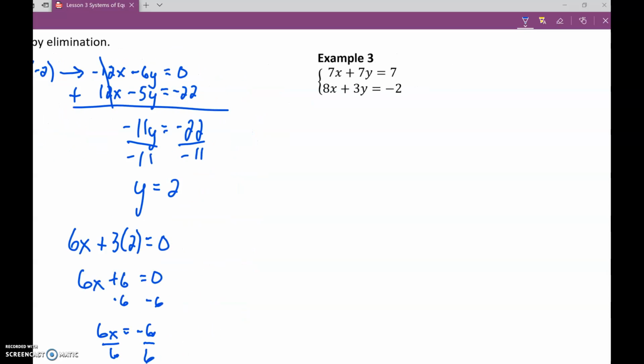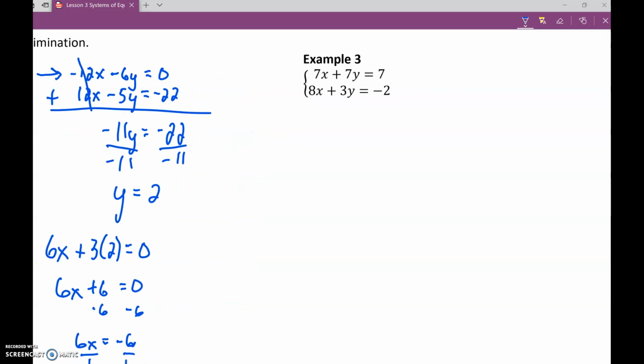Example 3. Okay, look at your coefficients. Those are not opposites. These are not opposites. So we need to either multiply one or both. If you look at your x coefficients, 1's 7, 1's 8. You need to find the smallest number that they both go into. It's called the least common multiple. Or you could do it with the y.